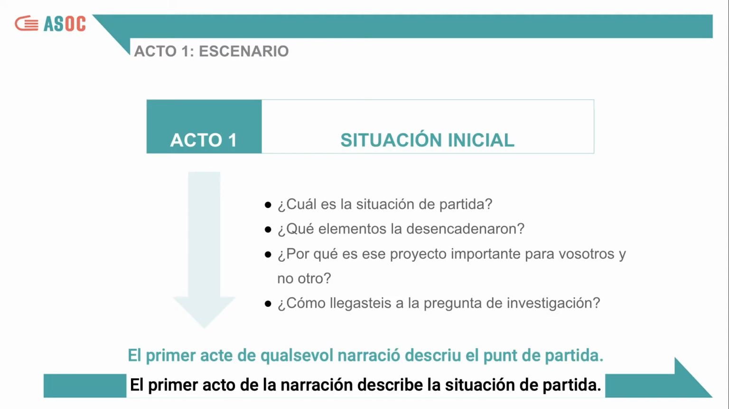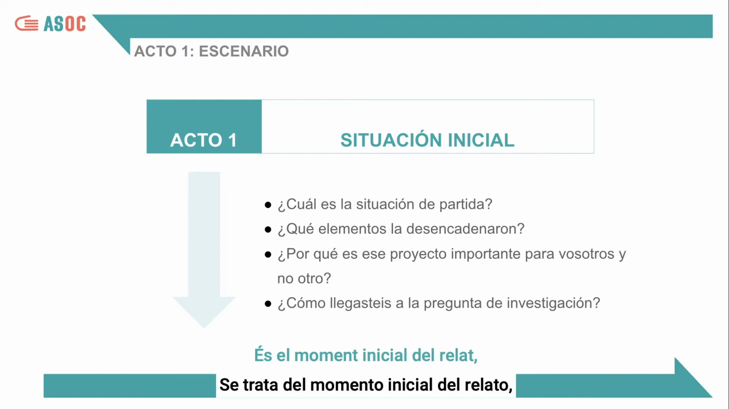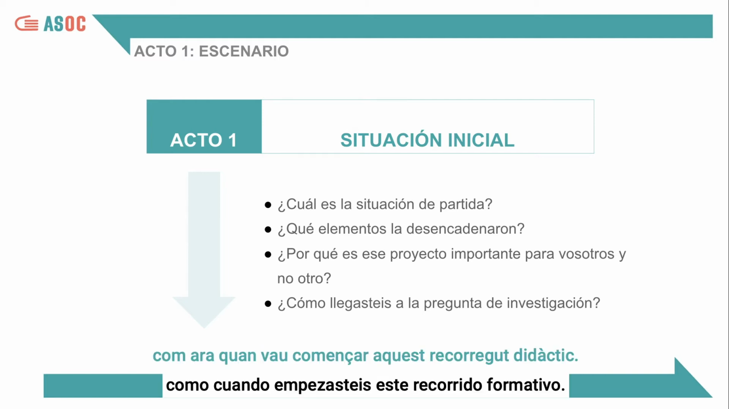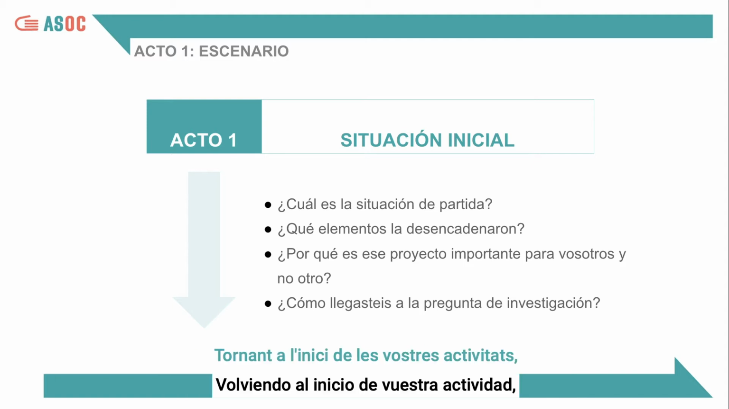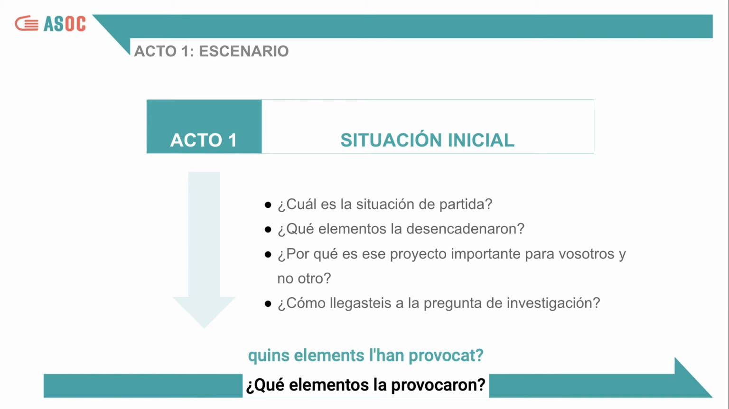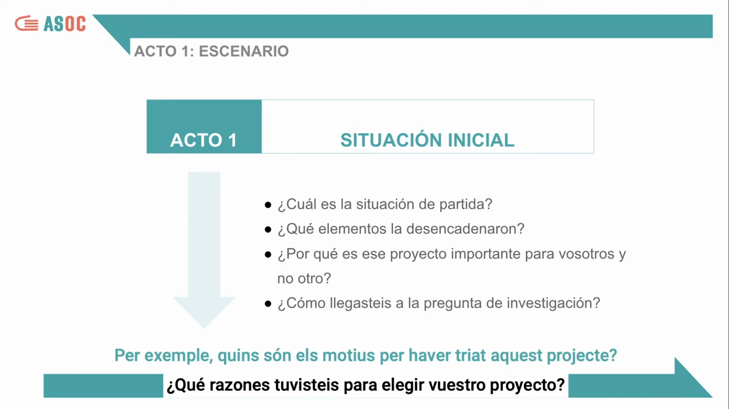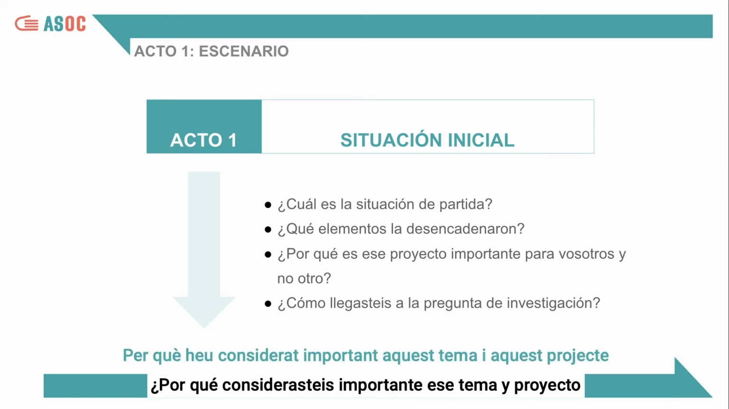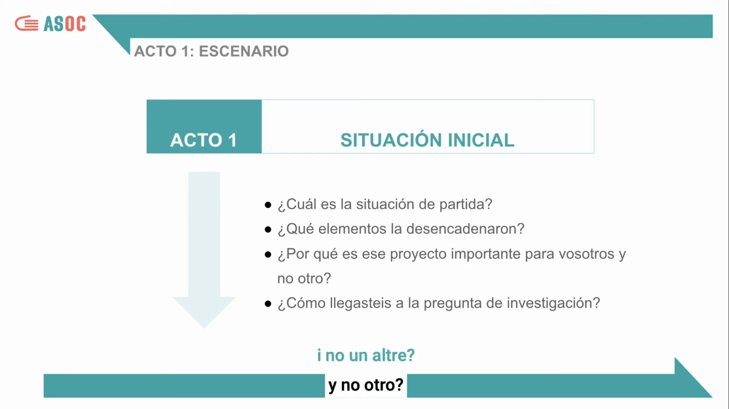The first act of each story describes the starting point. It is the initial moment of the story, such as when you started this educational journey. Going back to the beginning of your activities, ask yourself, what is the point you started from? What are the elements that triggered it? For example, what were the reasons for choosing the project? Why did you consider that topic and that project important and not another one?